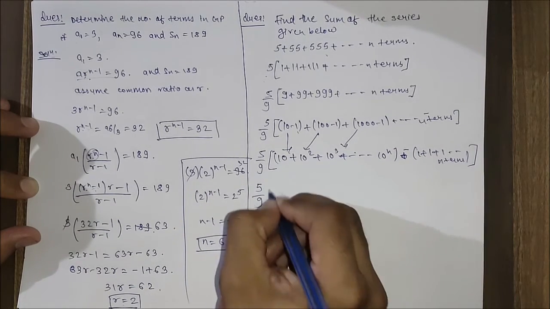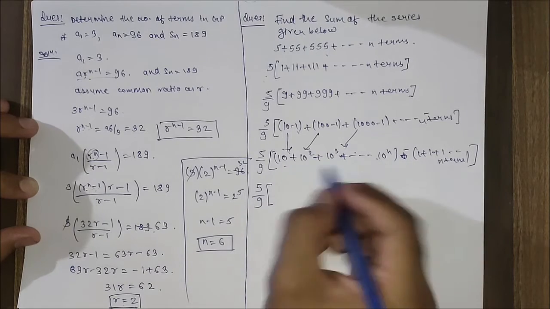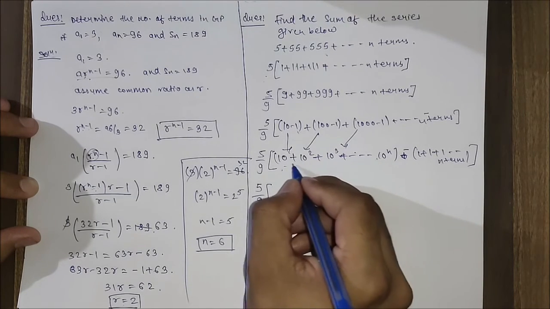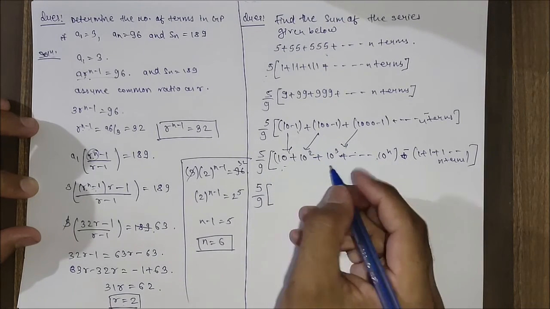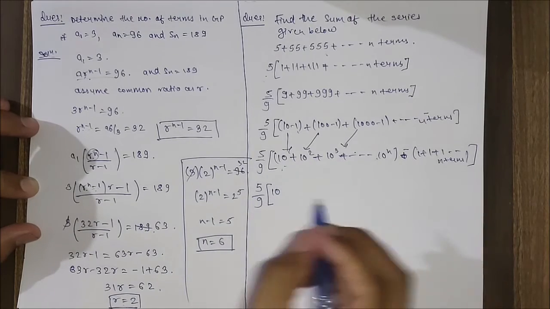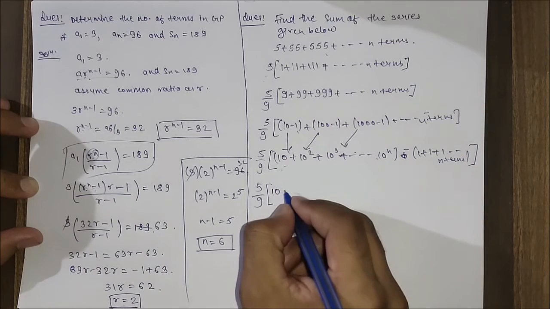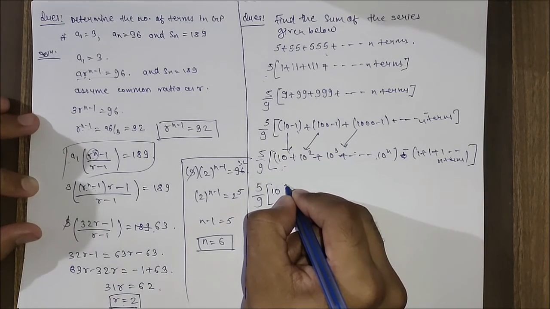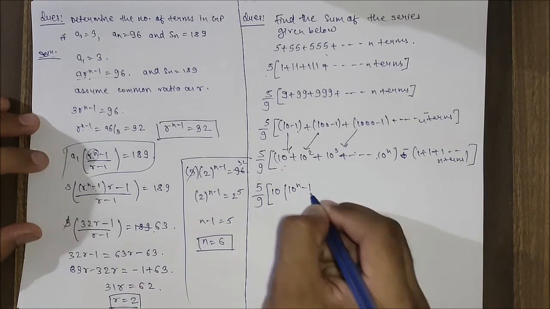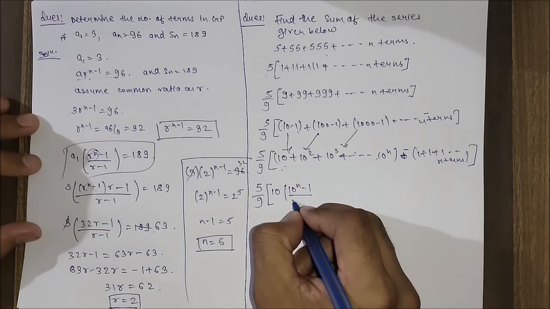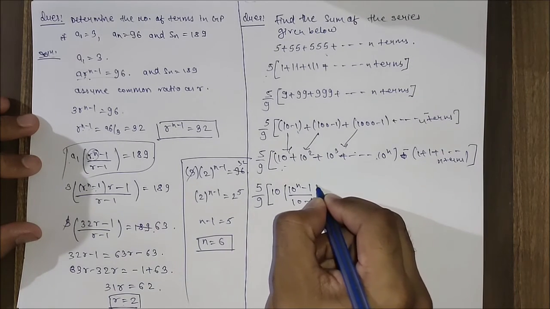So 5 by 9. Now we can say that this is a GP with first term 10 and the common ratio also 10. So the first term is 10, common ratio is also 10, and the formula gives 10 times (10 raised to the power n minus 1) upon (10 minus 1).